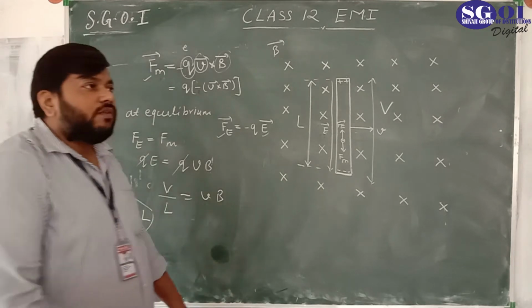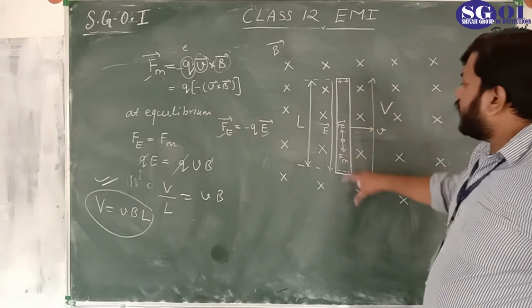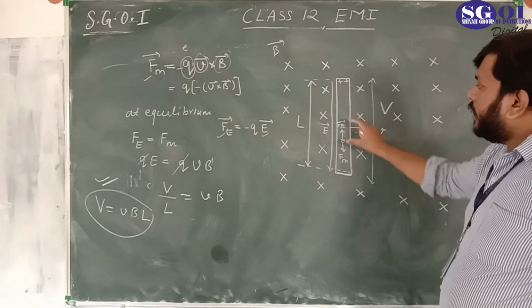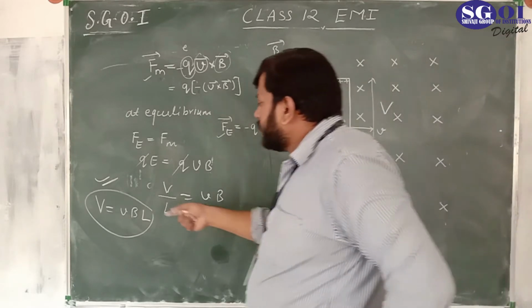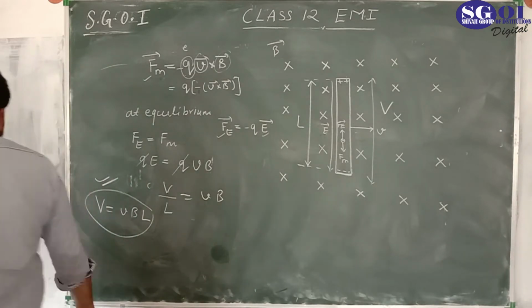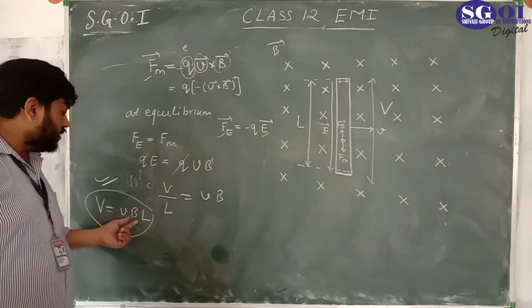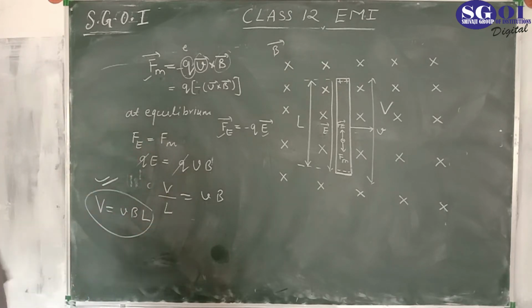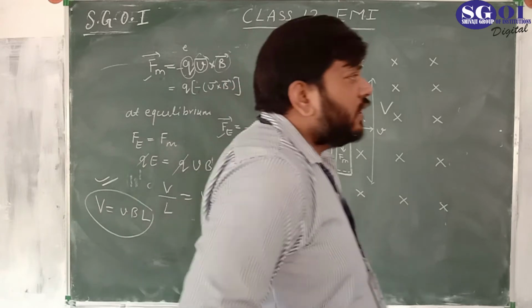This is the formula for the induced voltage when we move a conducting wire of length L with constant velocity linearly. This is the induced voltage formula across the ends of the conductor: V = vBL, where v is the velocity, B is the magnetic field, and L is the length of the wire. But this is the special case which we have discussed here actually.